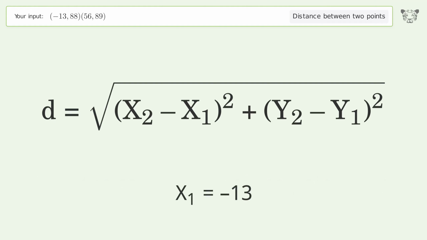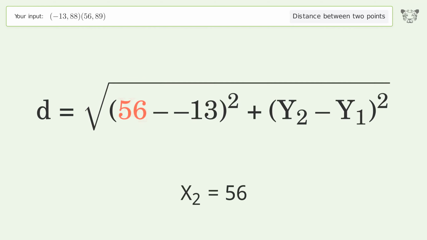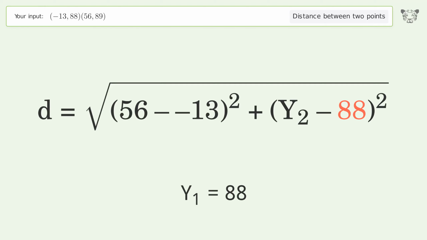x1 equals -13. x2 equals 56. y1 equals 88. y2 equals 89.